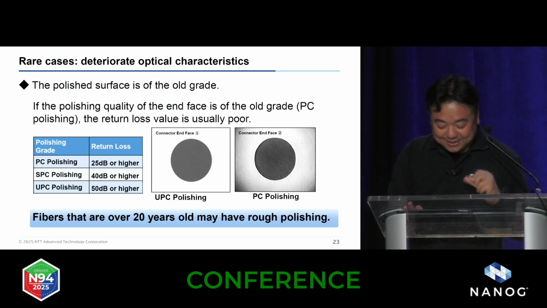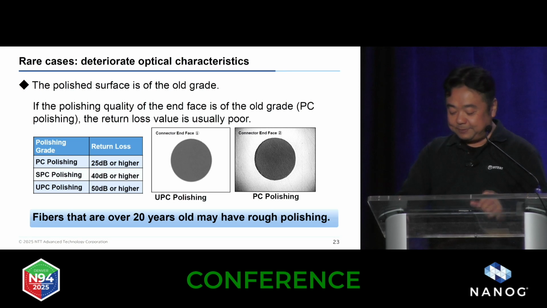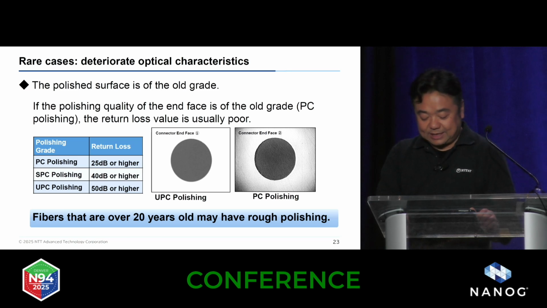So, okay. Connector 2 on the right side of the picture is a connector end face made more than 20 years ago, the PC polished grade on the table. This picture is a little small, so it's difficult to see, but the surface is a little rough with many scratches. As shown in the table, the PC polished grade has a return loss of 25 dB, so the connection point will be poor. It is unlikely that a recently purchased optical cable will have this kind of end face condition, but it is possible when using a cable that was installed a long time ago.